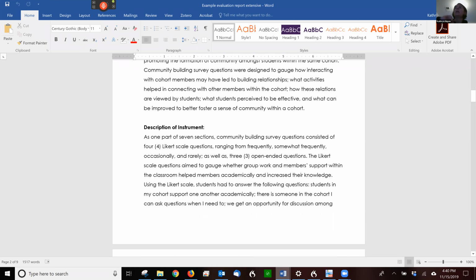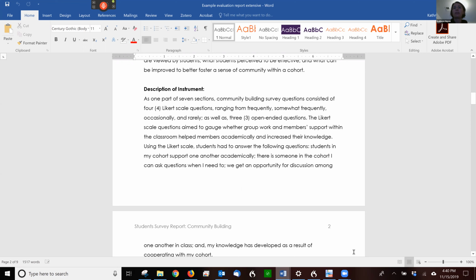Then the description of the instrument, and notice the headings. You'll need to have headings. It shouldn't just be like a flow. As one part of 7 sections, the community building survey questions consisted of 4 Likert scale questions, and then they say what the Likert scale is, right? Frequently, somewhat frequently, occasionally, rarely, etc. And then they had their open-ended questions.